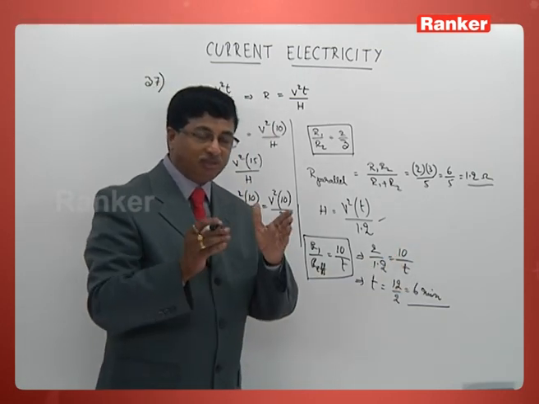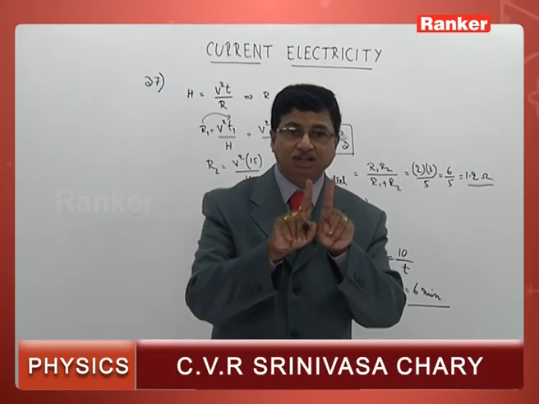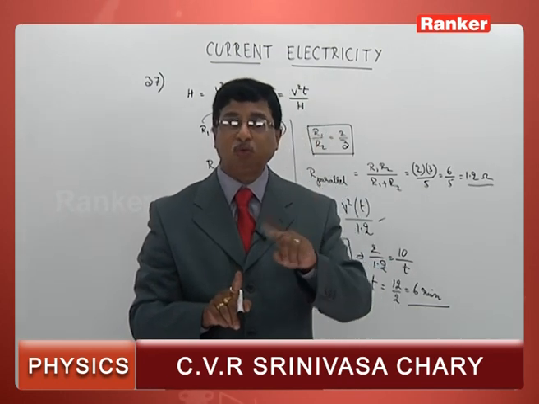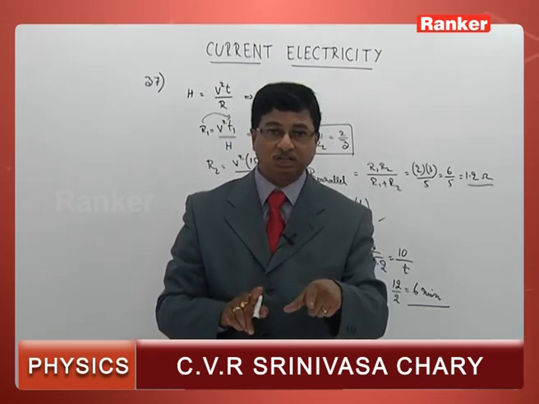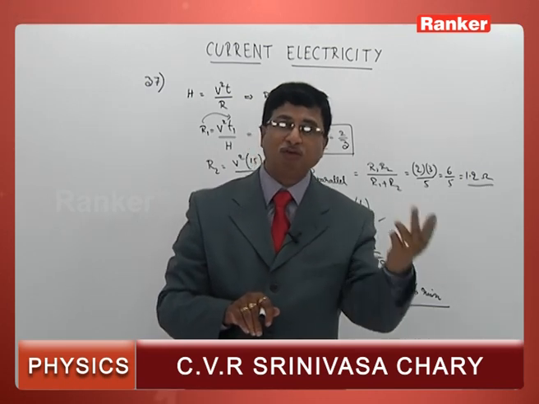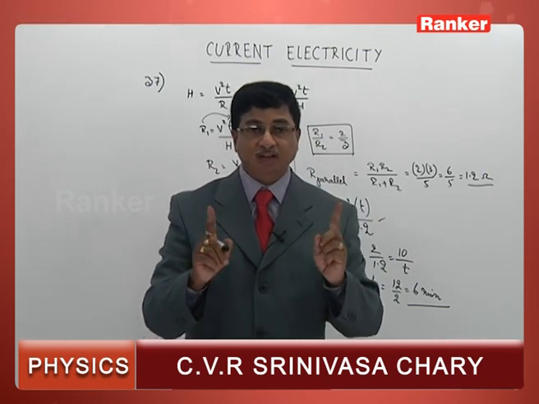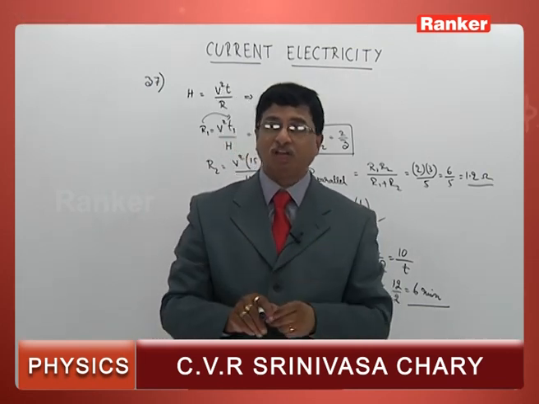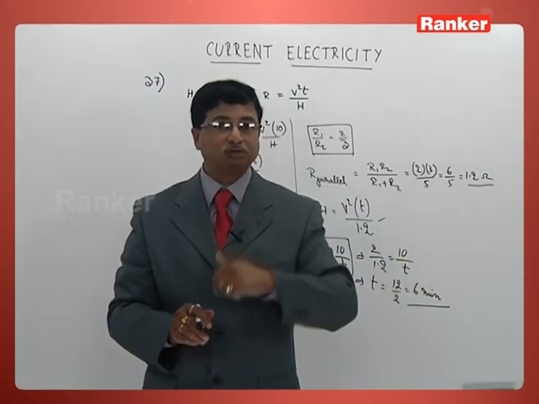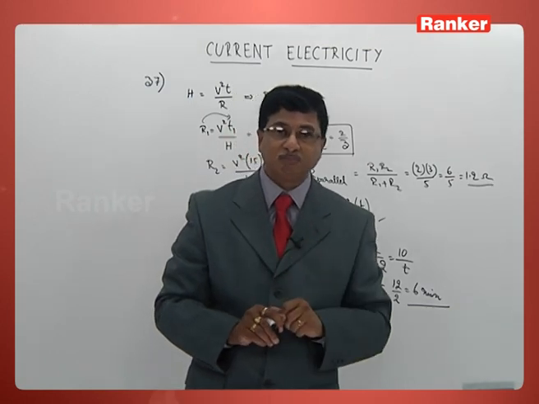That means what is the basic thing you should remember? When coils are connected in parallel, the time taken by them together to boil water will definitely be less than both the individual values of the coils taken earlier. When they are connected in series, then what happens? The time taken will definitely be more than both the values. So that is actually the point you have to remember.